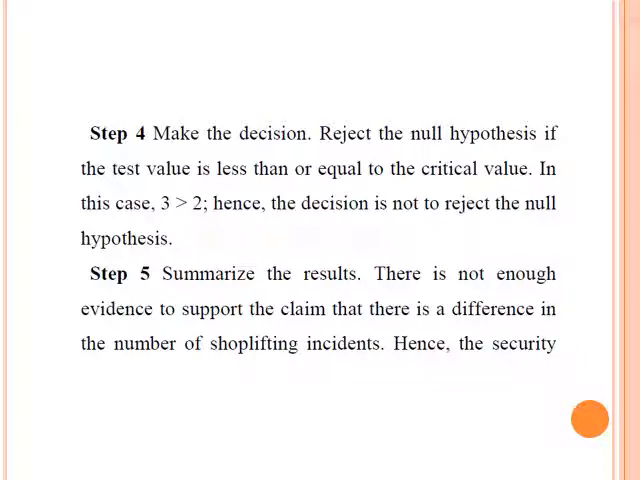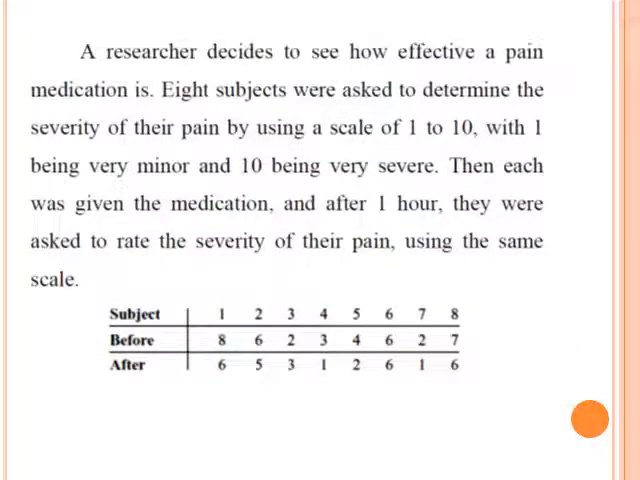Now we will summarize the results. There is not enough evidence to support the claim that there is a difference in the number of shipping, hence we will not reject the null hypothesis that there is no difference. This is all for the Wilcoxon signed rank test when the samples are dependent on each other.